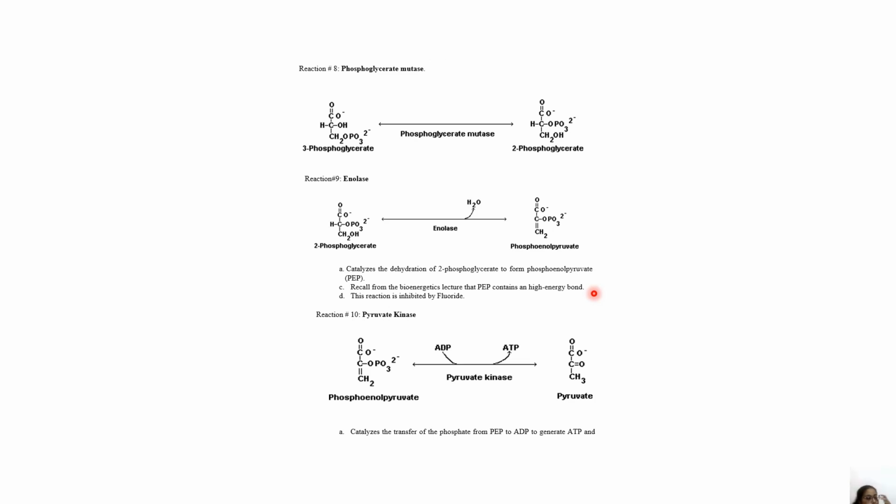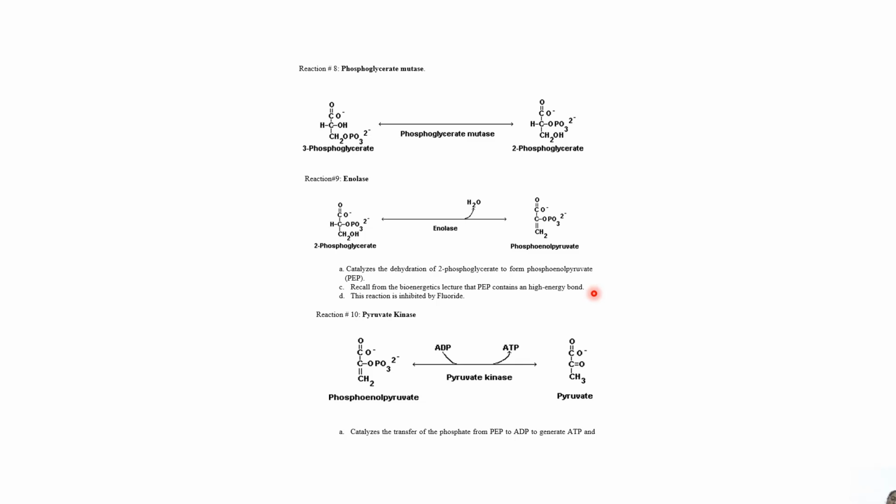And we have recovered both ATP that were invested. So each glucose gives two phosphoglycerate molecules. Then we have phosphoglycerate mutase and then enolase. Enolase will catalyze the dehydration of 2-phosphoglycerate to form phosphoenolpyruvate. Okay, and this reaction will be inhibited by fluoride. And we have pyruvate kinase at the end.